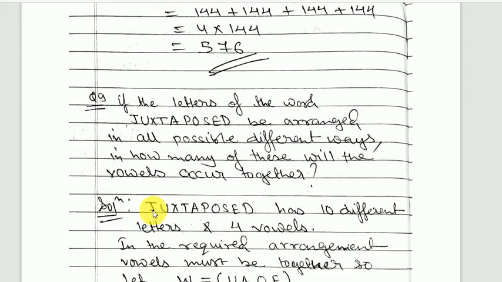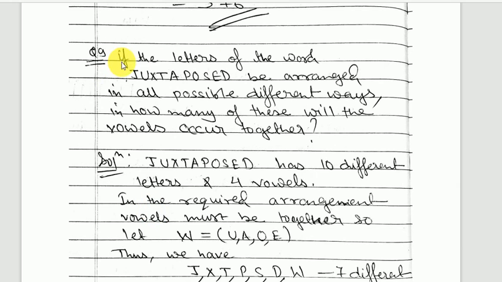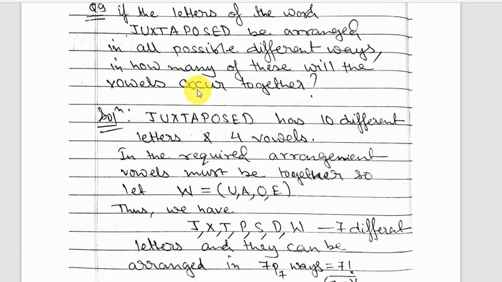Now let us see the next question. Question 9: if the letters of the word JUXTAPOSED be arranged in all possible different ways, in how many of these will the vowels occur together? So here, in how many arrangements will the vowels be always together, they are asking. So here you can see it has 10 different letters, and out of those 4 are vowels. So in the required arrangement vowels must be together. So what we can do is we can consider all those vowels as a single letter.